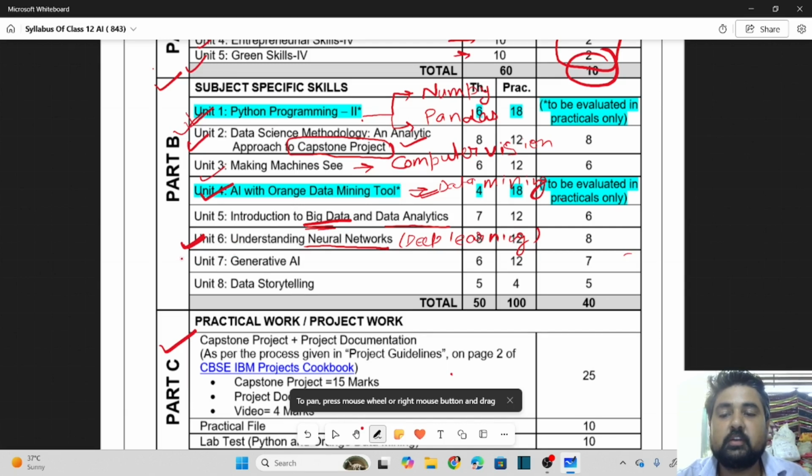Now, coming to unit number 7, generative AI. So, what do you have to know about generative AI? What is generative AI? What are the types and the working of generative AI? One important concept is LLM, that means large language model. We are going to study generative AI and the future of generative AI. These are the topics that come under generative AI.